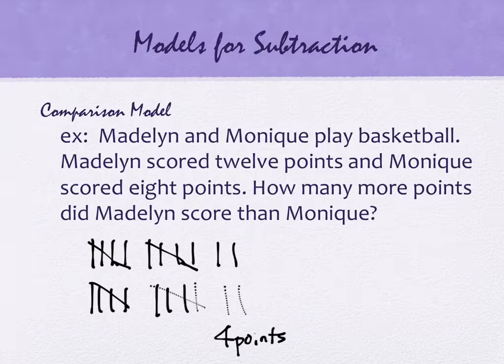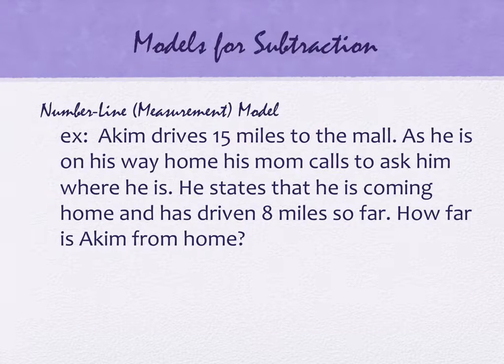So you're creating the picture in some fashion to show that when you're comparing them, one of the values has more than the other value, and if I put these dotted images in there, that's the number that I would need to make them balanced or equal. So this is our comparison model. And our last model sort of feels a lot like the last model that we did for addition last time. It's a number line or a measurement model.